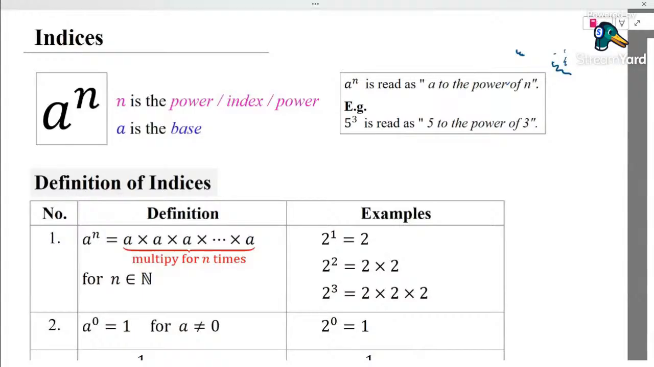Okay. So without further ado, I would like to go on further with our lecture here today regarding indices and surds. Okay, so go on.